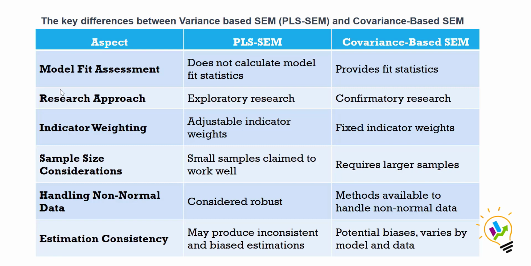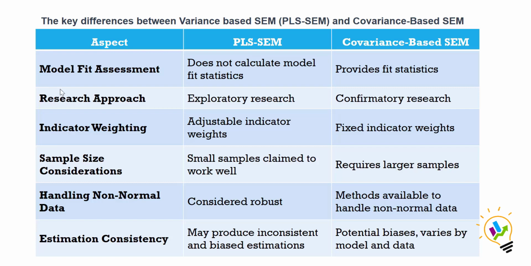Whereas covariance-based SEM is more confirmatory. This means that it can be used to test hypotheses that have been developed based on theory. For example, you would use covariance-based SEM to test the hypothesis that self-esteem is positively related to academic achievement in a sample of students.